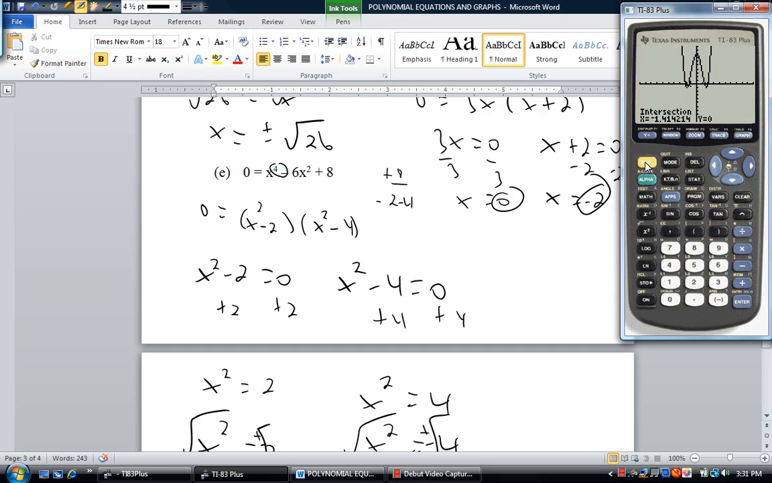Negative 1.414. Negative 1.414 if I do the right side. Oh, learn from my mistakes.